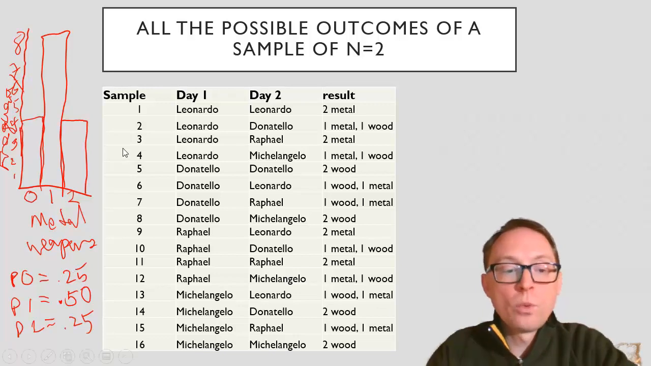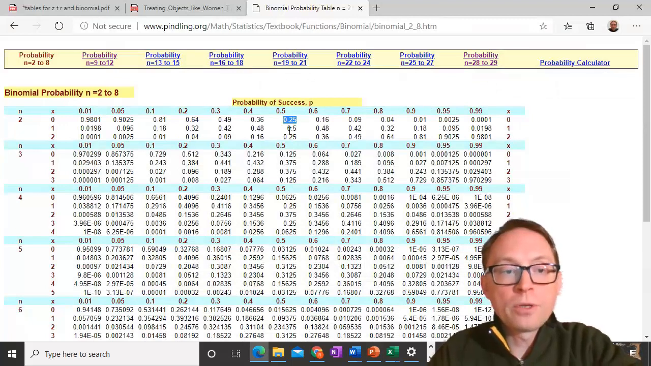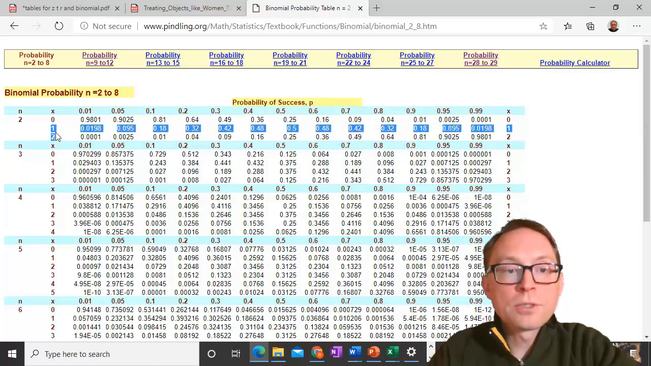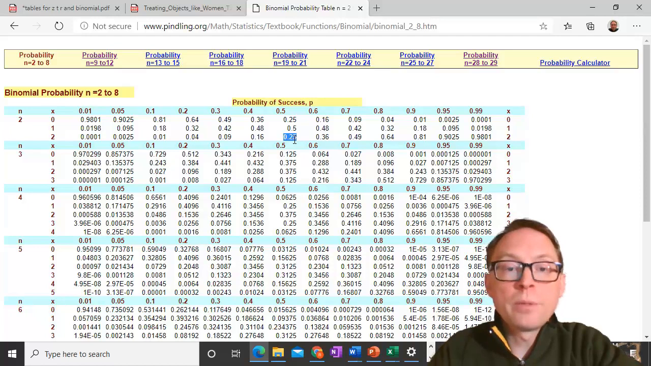We can see the same information when we look at the binomial table. What's the probability of 1 or more? So it's this plus anything more than that. In this case, it's only 1 or 2. We're going to add up the probability of 0.5 plus 0.25, 1 or more. So the probability of 1 or more people having a metal weapon is 0.75.